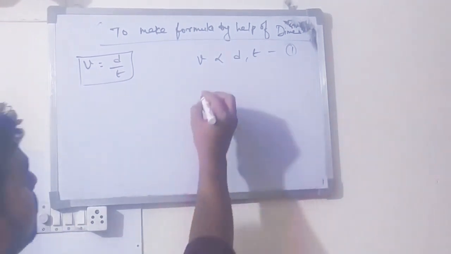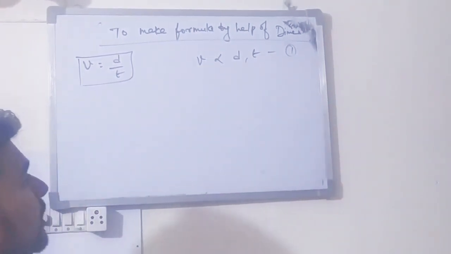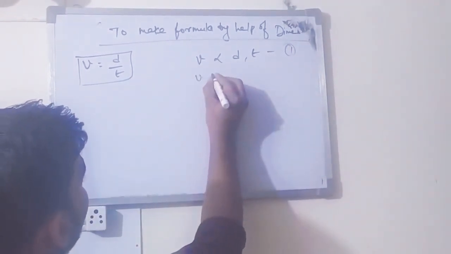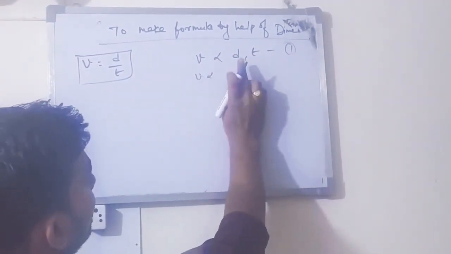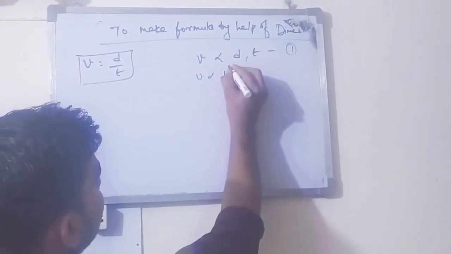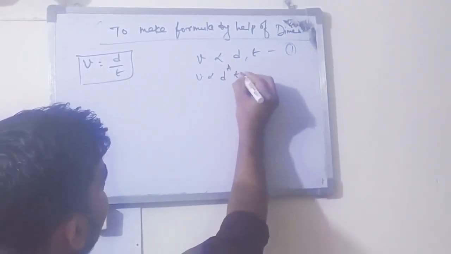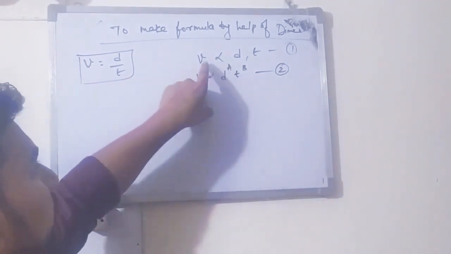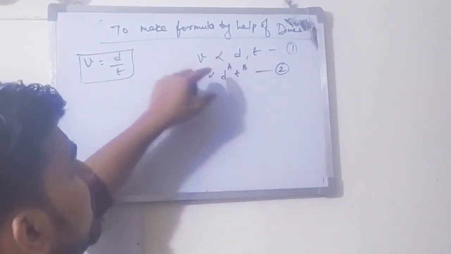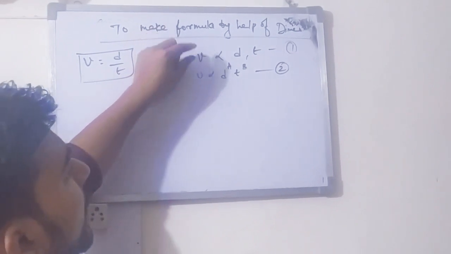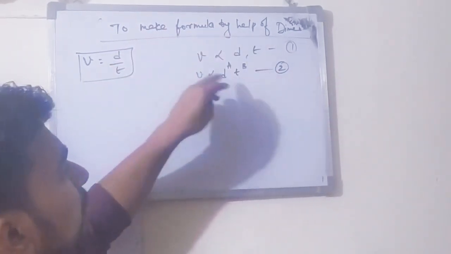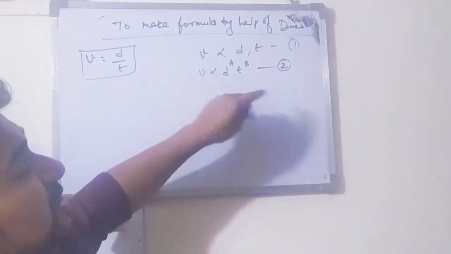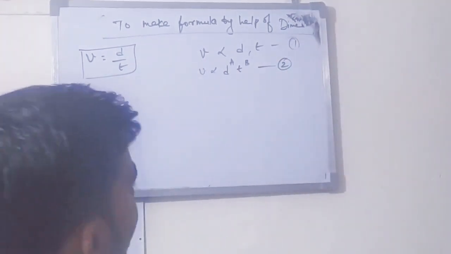Step 2 is to assign the powers. Like V depends on displacement and time, so I'm taking the displacement power as A and the time power as B. So this is our second step. In the first step, you need to write the relation between that particular physical quantity and the physical quantities on which it depends. So this is our first relation. In the second relation, assign the power. This is step number 2.